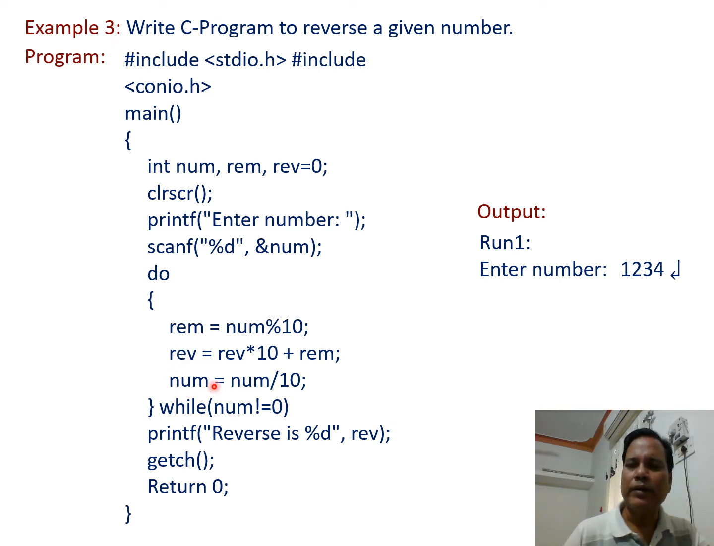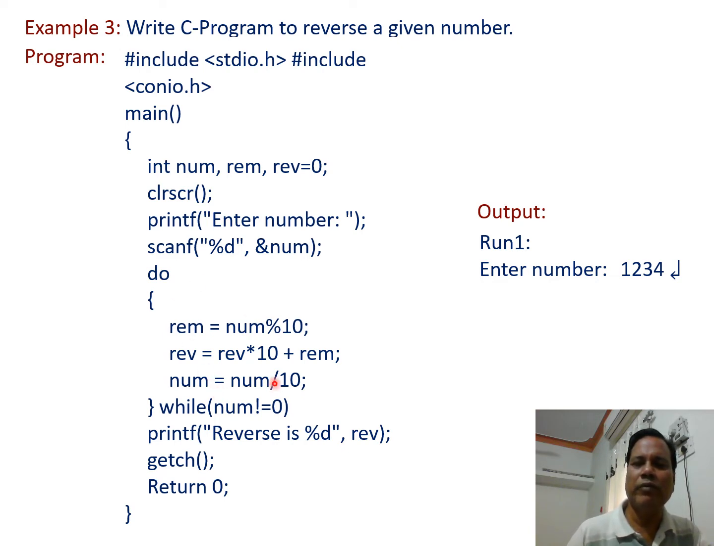And then the number obtained: we have already separated 3, so 123 / 10 gives 12. So 12 is assigned to the left side variable. And when the condition is tested, it becomes true again. So again the body of the do while loop is executed.